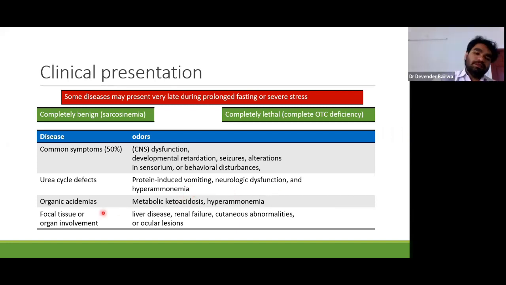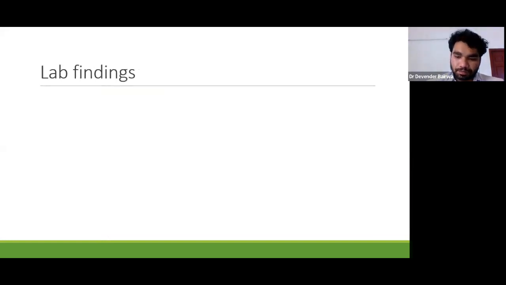Organic acidemias generally present with metabolic ketoacidosis and high levels of hyperammonemia, and there can sometimes be focal tissue or organ involvement depending on the disease. There can be liver disease, renal failure, some skin abnormalities, or some ocular lesions.